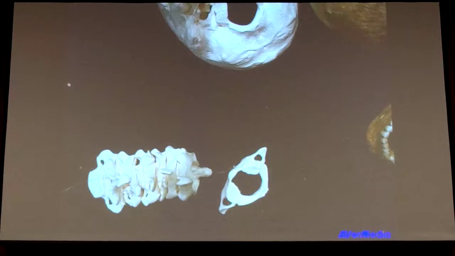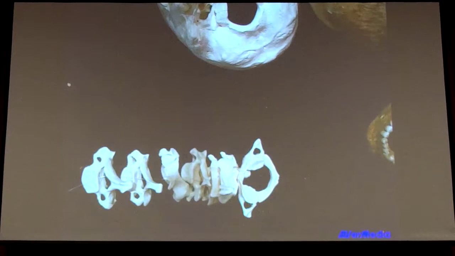How many bones are in the neck of a giraffe? 7. They're just really long. How many bones are in the neck of a whale? 7. They're just really short. Because if you look at a whale, it basically goes from head to body, right? But there is actually a neck there, but the bones are very, very flat against each other.